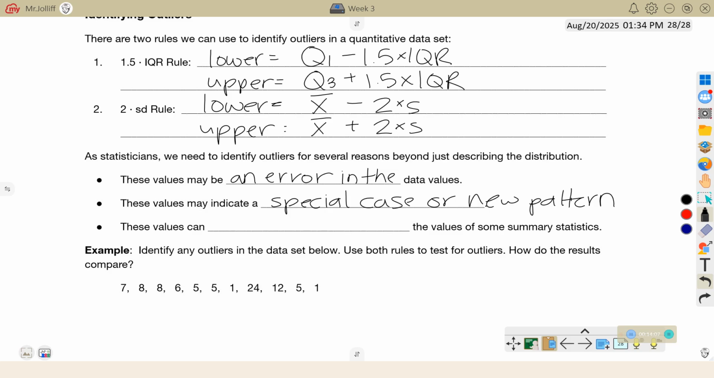That does happen. The reason we need to pick them off is that we know these values can strongly affect the values of some of our summary statistics.